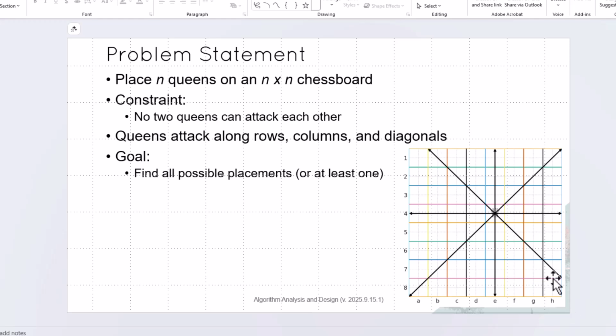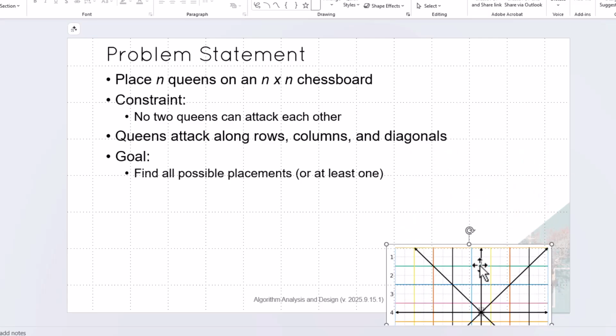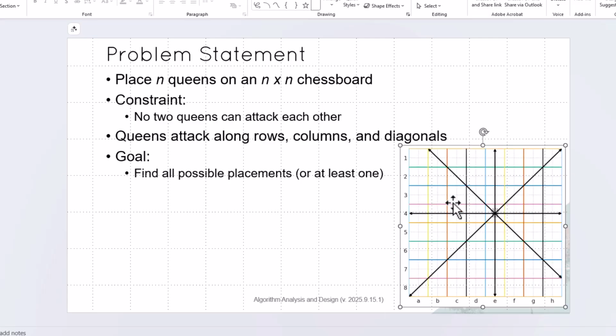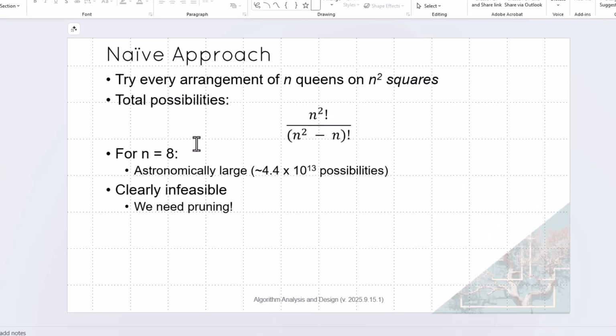Okay, these black lines here are indicating the attack patterns that are available from the queen. So if you're in the same row as the queen, then that's not feasible. You can't do that because the queen can attack you. If you're in the same column, then we also have an infeasible scenario. And also if you're in the diagonal, that's bad too, because the queen can attack along rows, columns, and diagonals. The goal would be to find all possible placements, or at least one, that would solve this.